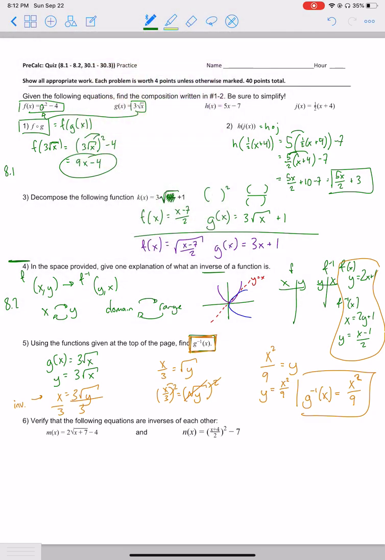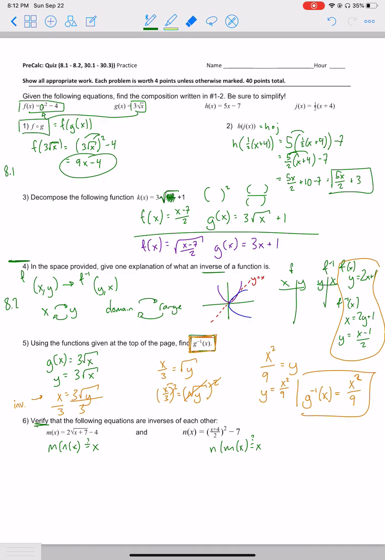The next question is going to ask to verify that these two are inverses. The only way to verify is to take m of n of x, and we want to see if that's equal to x, and then we have to take n of m of x and see if that's equal to x. That's the only way to verify. Graphs could be a little bit deceiving, so please check this algebraically.